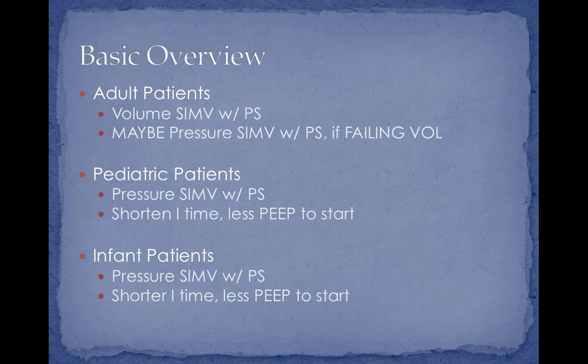They will likely need a shortened I time, and they probably will use a little bit less PEEP to start off with. Not always, but they might. They'll probably have a little bit quicker respiratory rate as well, depending on the patient's size. Infant patients, we will ventilate in pressure SIMV with pressure support. They will definitely have a shorter I time. They will definitely use a little less PEEP, and they will definitely have an increased respiratory rate when we begin to ventilate them.